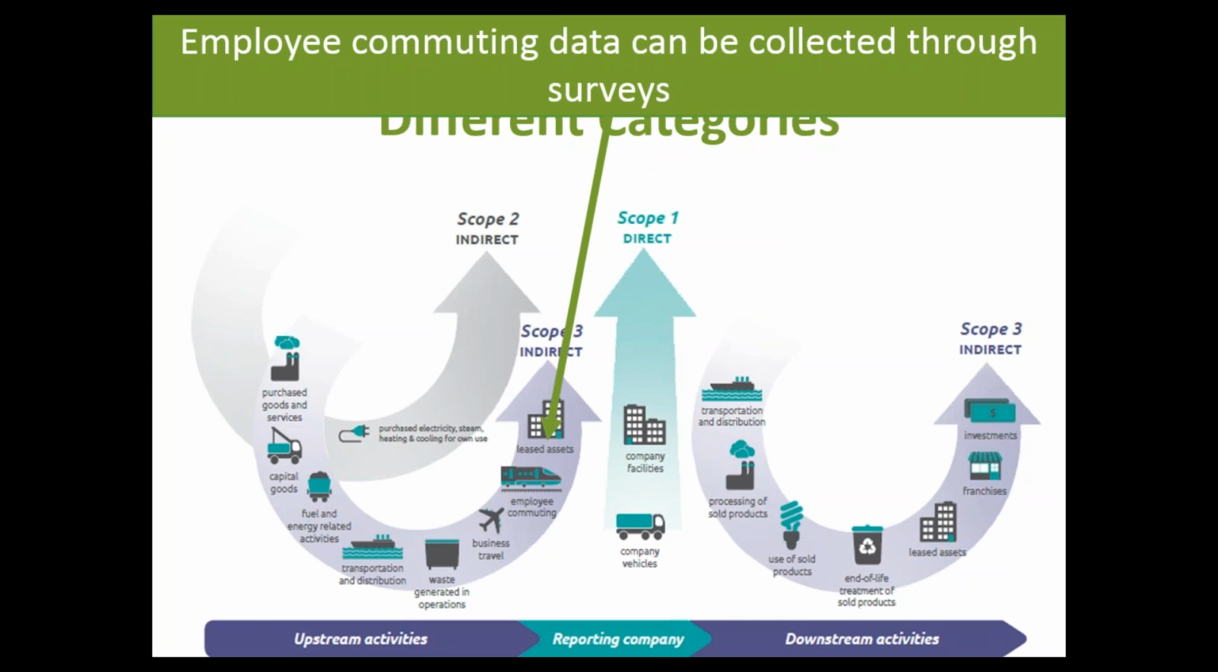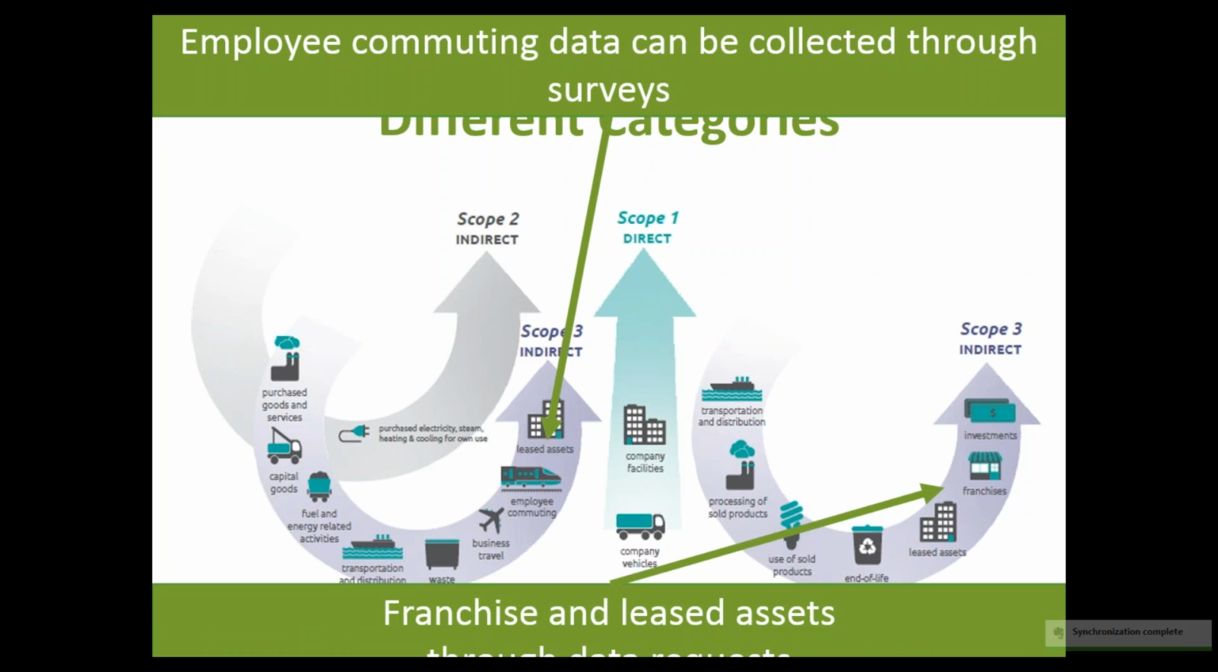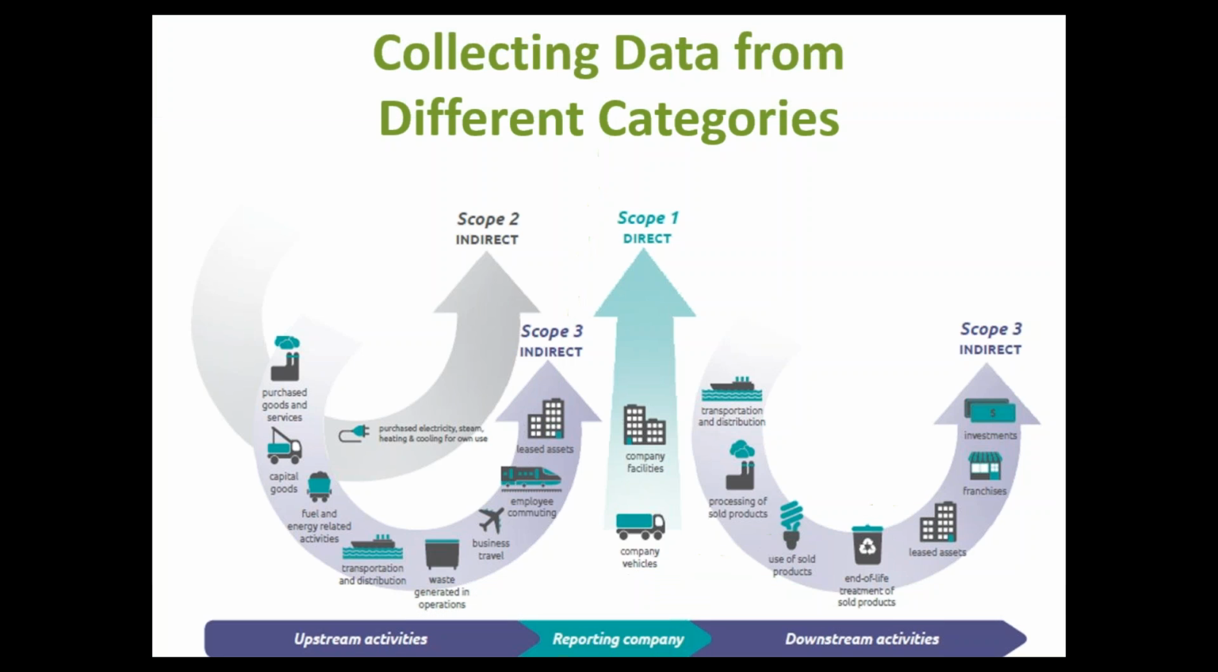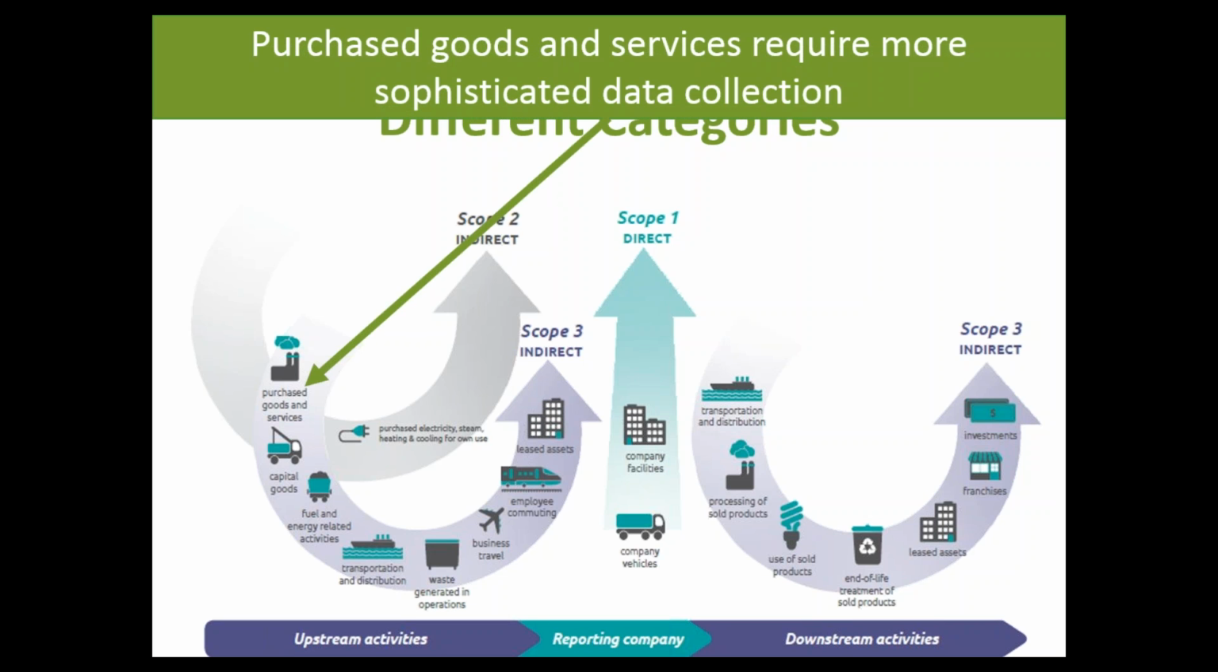When you look at things such as employee commuting, this data can be collected through employee surveys or even rough estimates based on national average employee commute distance. Things like franchise and leased assets can go out through data requests about energy use. Purchased goods and services requires, I would say, much more sophisticated data collection and analysis steps than any of the other Scope 3 categories. So this is where I'm going to spend the bulk of my time today and then talk about some of the pitfalls with existing data to ensure that any Scope 3 inventory that you evaluate is going to be credible and useful to you.